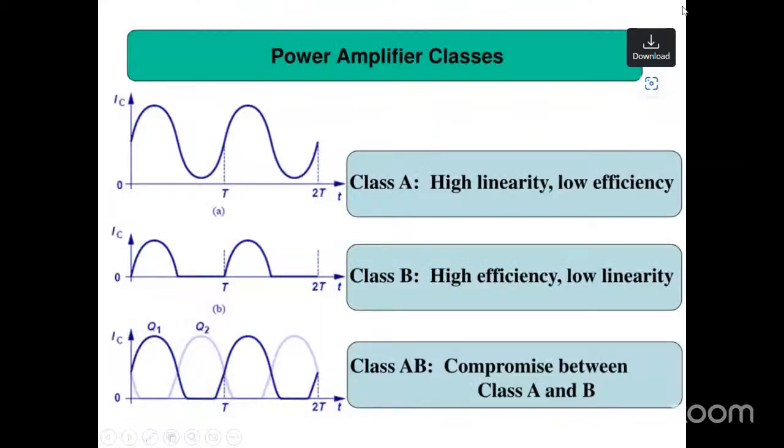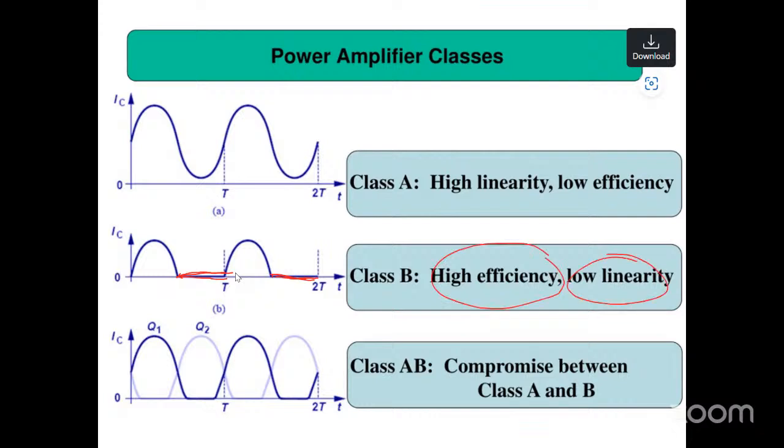So you can see here class A and class B power amplifiers. Class A has high linearity and low efficiency. This is class A, 0 to T and T to 2T. Okay. Whereas class B has high efficiency, low linearity. See here, this is the case. Here also, high efficiency, low linear.